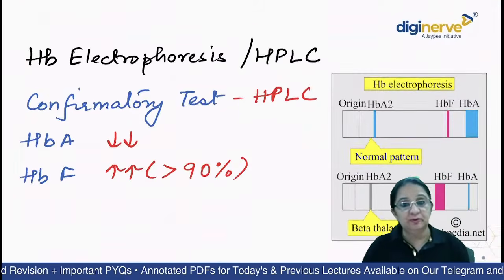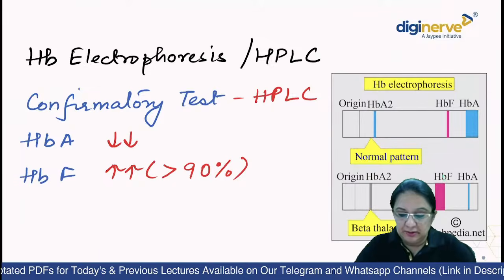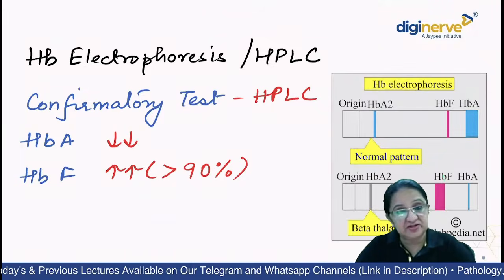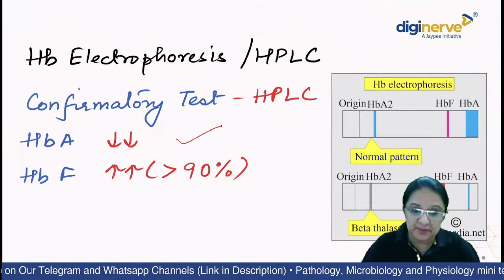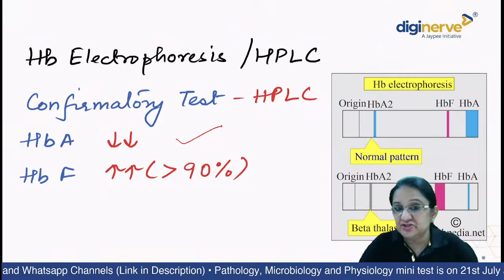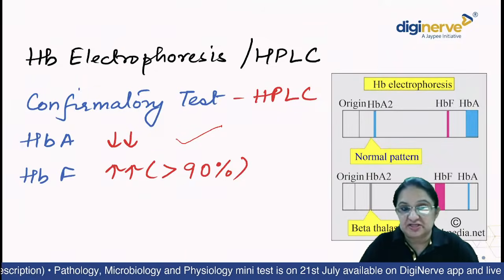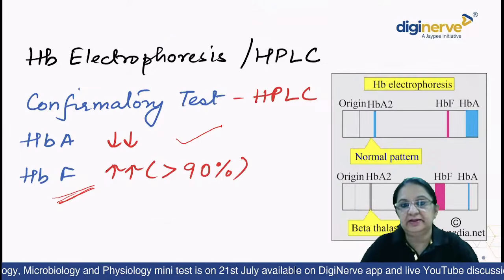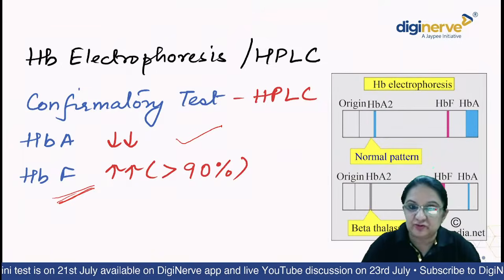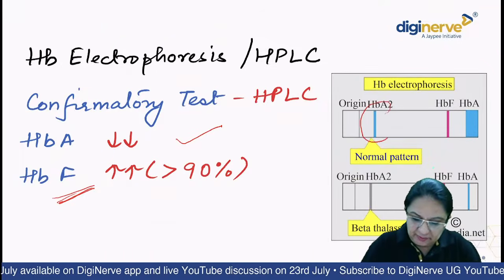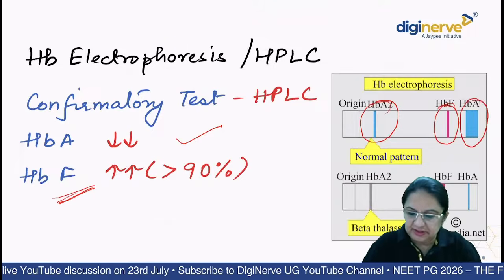Now, what will you see in hemoglobin electrophoresis? You will see your hemoglobin A is reduced. Why? Because your beta chain is reduced. So hemoglobin A would be reduced, but on the other hand, there are no beta chains, so the alpha chains will bind to your gamma chains. So your HbF will be markedly elevated. If this is a normal electrophoresis pattern, your HbA2 is this much, HbF is this much, and the major portion is HbA.